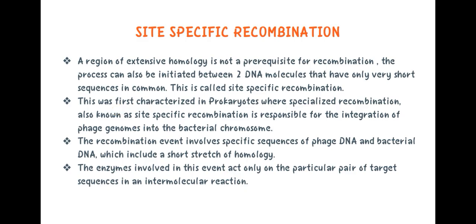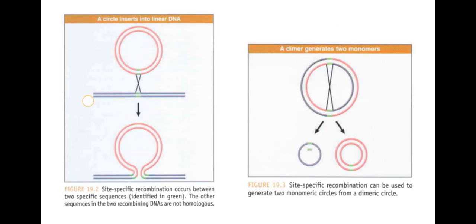Site-specific recombination. A region of extensive homology is not a prerequisite for recombination. The process can also be initiated between two DNA molecules that have only very short sequences in common. This is called site-specific recombination. This was first characterized in prokaryotes, where specialized recombination, also known as site-specific recombination, is responsible for integration of phage genomes into the bacterial chromosomes. The recombination event involves specific sequences of phage DNA and bacterial DNA, which include a short stretch of homology. The enzymes involved in this event act only on the particular pair of target sequences in an intermolecular reaction.